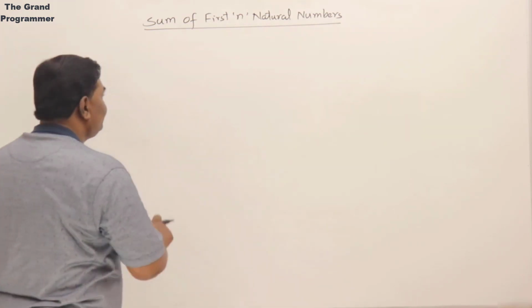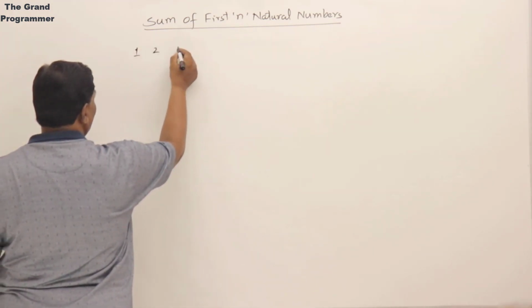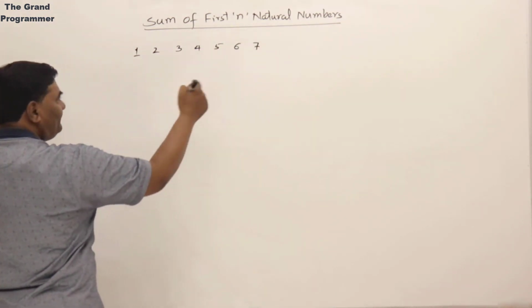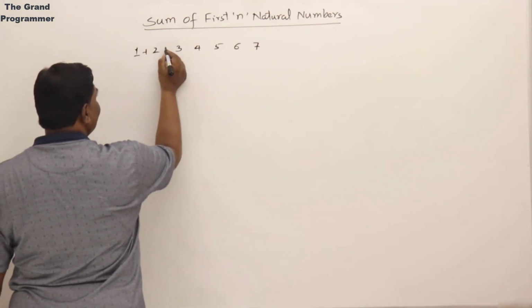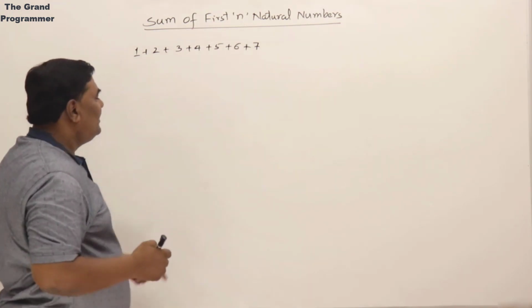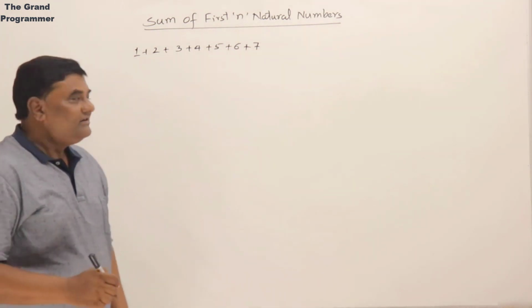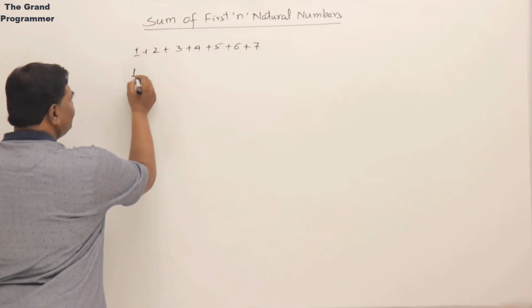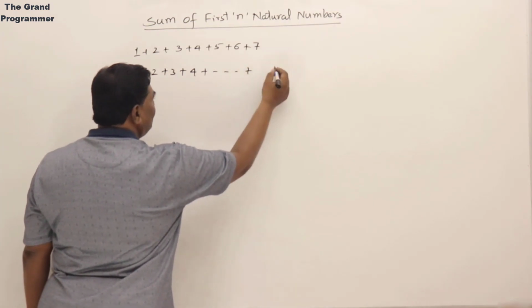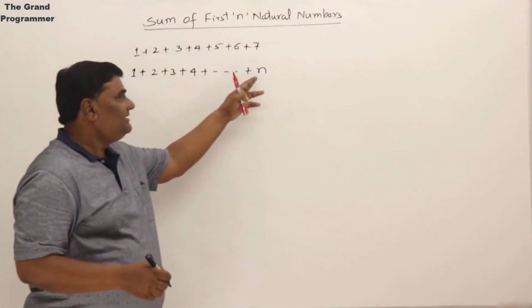Let us understand what it means by the sum of first n natural numbers. If I take natural numbers like 1, 2, 3, 4, 5, 6, 7, suppose I want to take up to 7, then I want the sum of all these. So the summation of the first 7 natural numbers means 1 to 7. In the same way, the first n natural numbers is 1 plus 2 plus 3 plus 4 and so on, where the last term is n. n can be anything; in the previous example, it was 7.